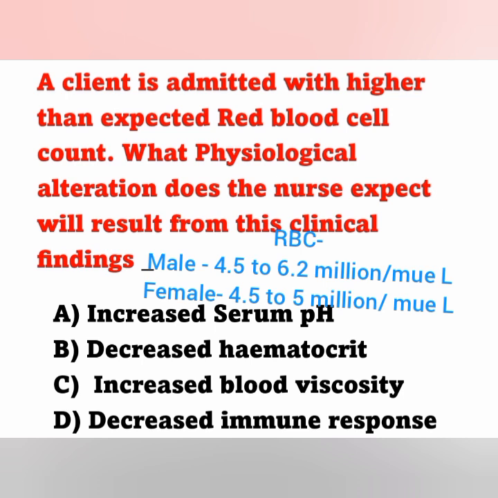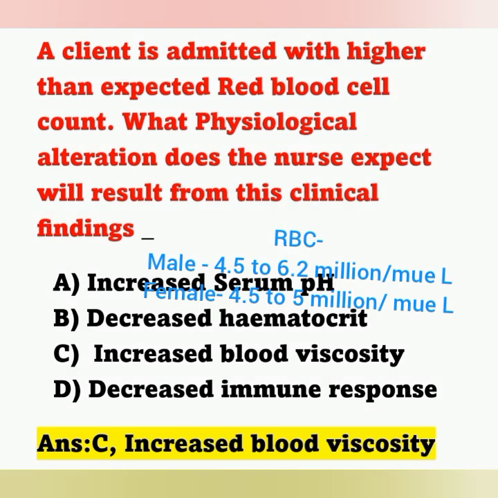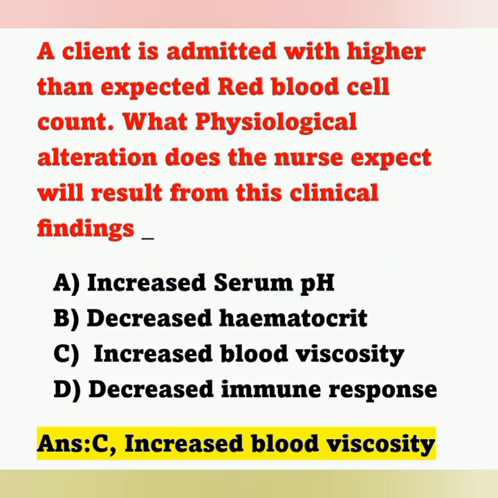The normal RBC count for male is 4.5 to 6.2 million per milliliter, and for female it is 4.5 to 5 million per milliliter. Here the patient is admitted with a higher RBC count. The physiological change that occurs in this patient is increased blood viscosity. Option C is the correct answer. Once the RBC count increases, the blood viscosity, the resistance to blood flow, will increase in the patient's body. Move on to the next question.